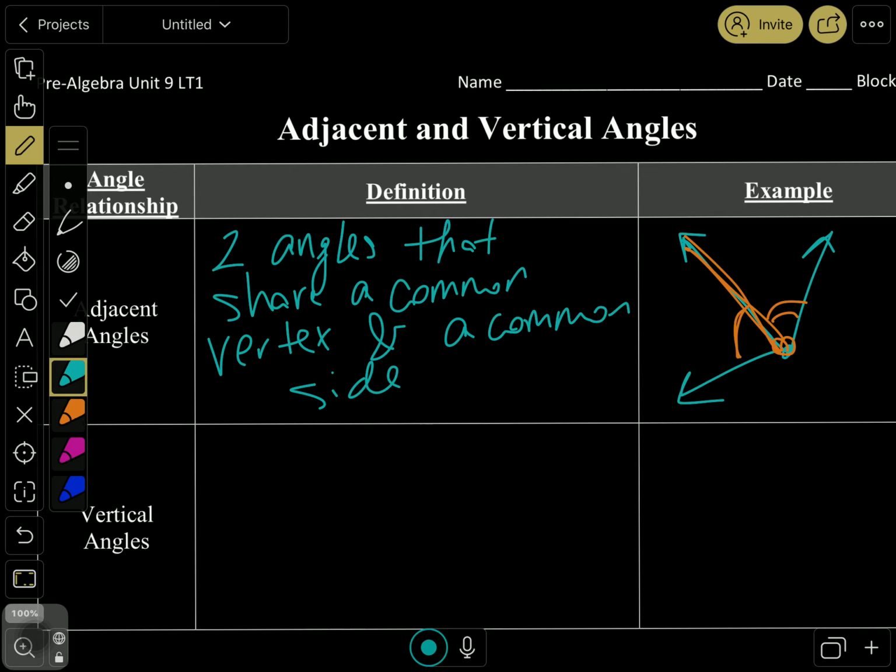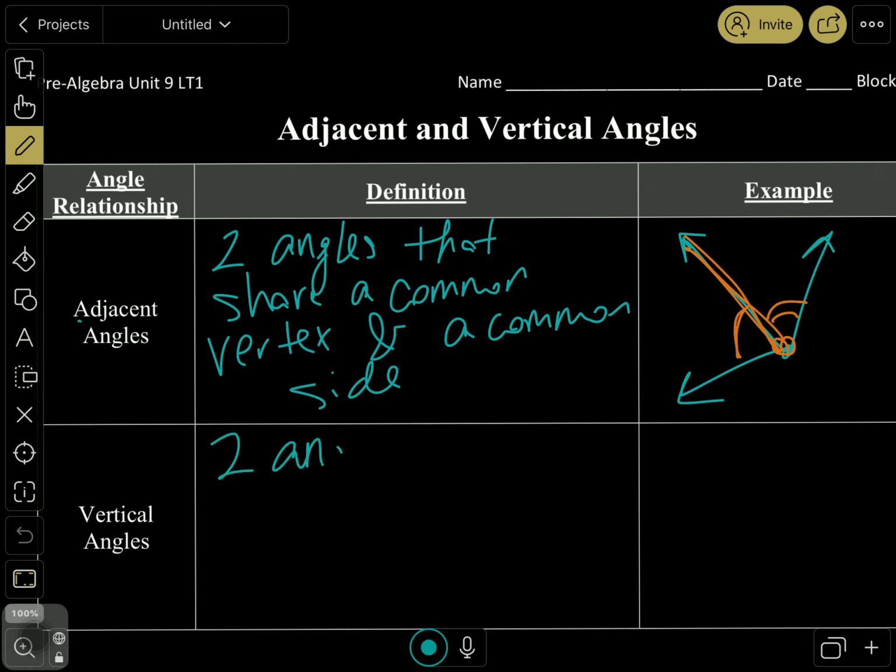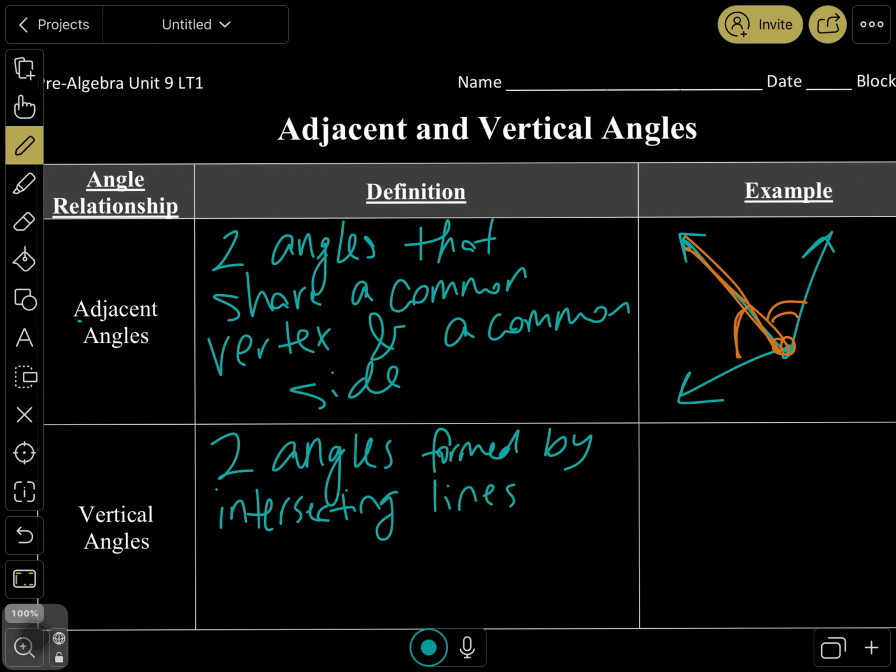The other angle we're going to talk about today is vertical angles. This we're going to call two angles formed by intersecting, which just means crossing, lines. So two angles formed by intersecting or crossing lines that are not adjacent.